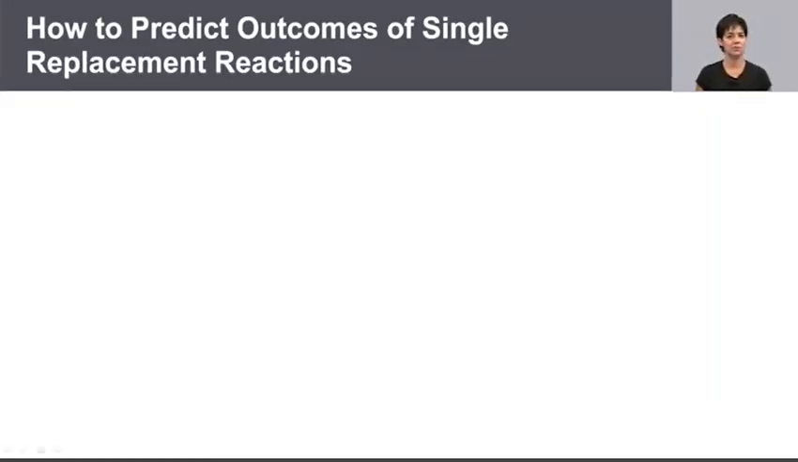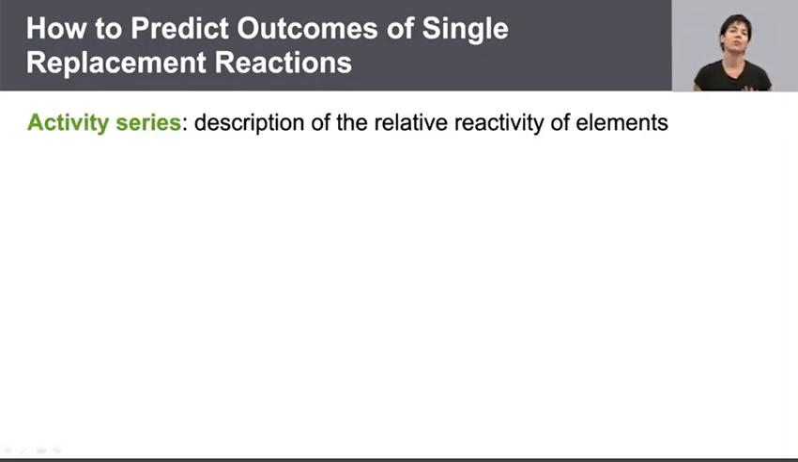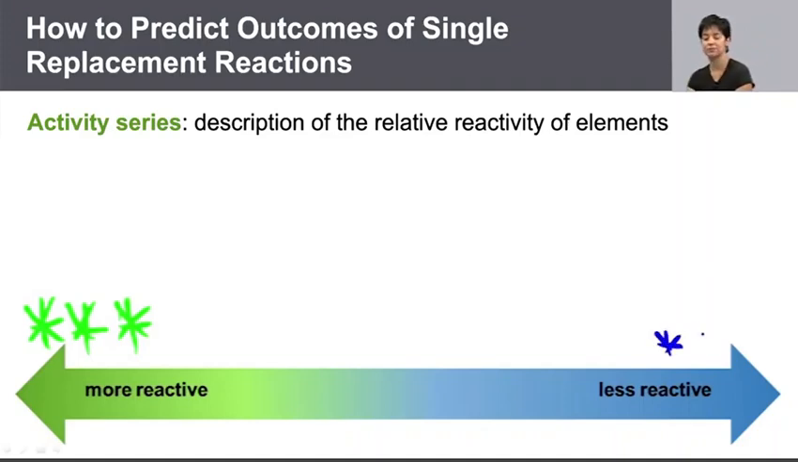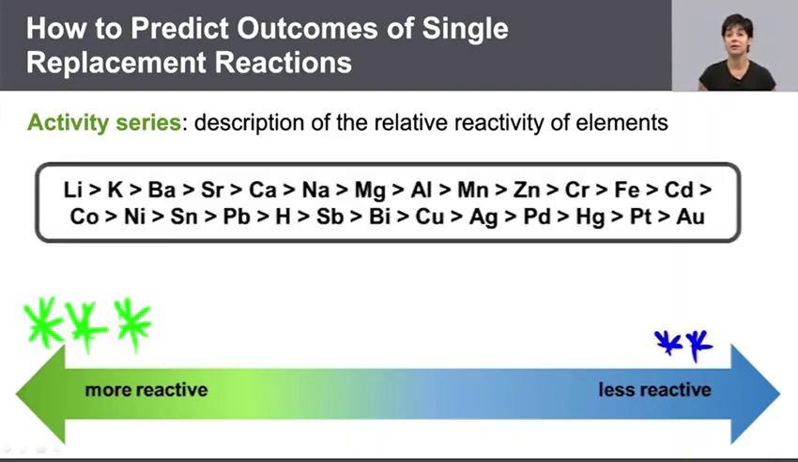So, predicting outcomes of a reaction. Remember I said that chemists use the activity series. Here it is. It's a description of the relative reactivity of the elements. We start at one end, and at the left it's much more reactive, and at the right it's less reactive. And there's a series of metals. So we start at the very reactive lithium and move along to the much less reactive gold.